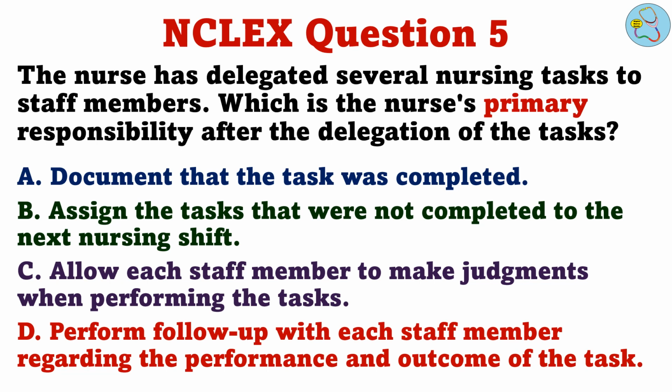Question 5. The nurse has delegated several nursing tasks to staff members. Which is the nurse's primary responsibility, after the delegation of the tasks? A. Document that the task was completed. B. Assign the tasks that were not completed to the next nursing shift. C. Allow each staff member to make judgments when performing the tasks. D. Perform follow-up with each staff member regarding the performance and outcome of the task.